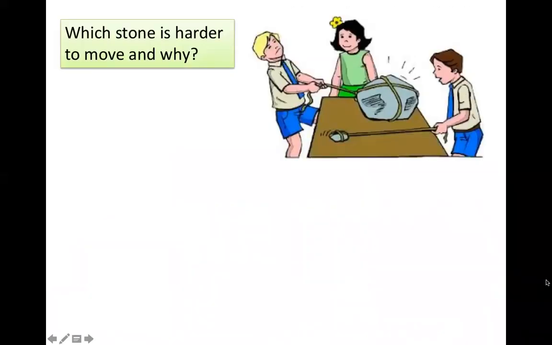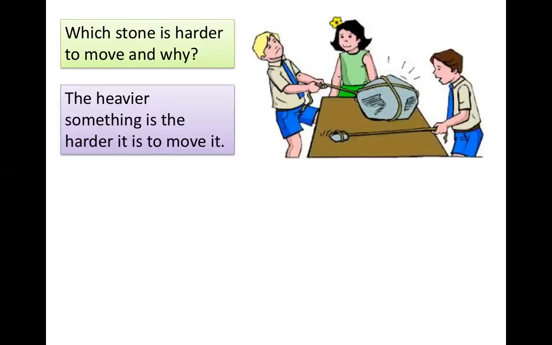So I have a question. Which stone is harder to move and why? I have a big stone with a string, and a small stone with a string, tied in a similar way. Which stone will be harder to move and why? The big one, because there will be more friction on the big one. It's bigger and heavier, so gravity pulls it down even more. So the heavier something is, the harder it is to move.